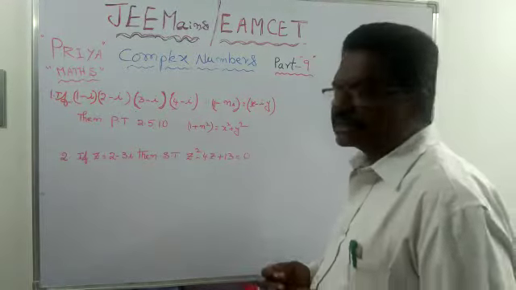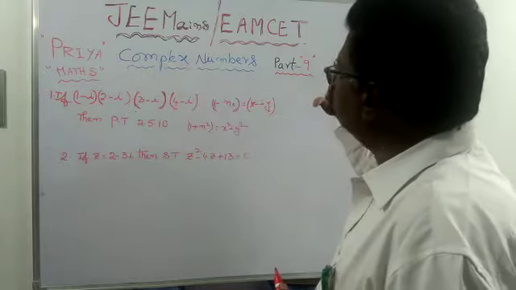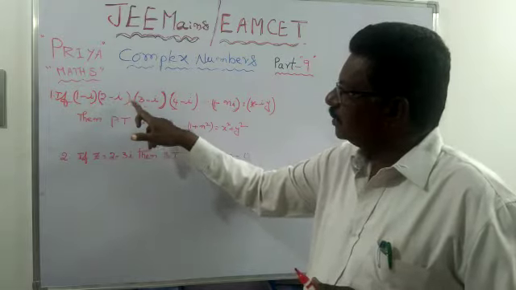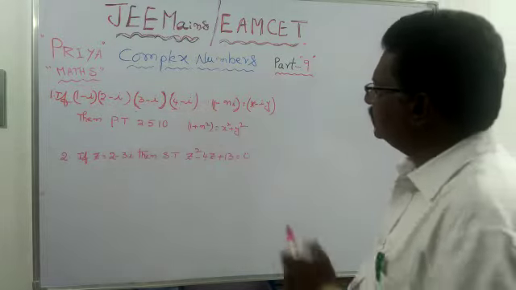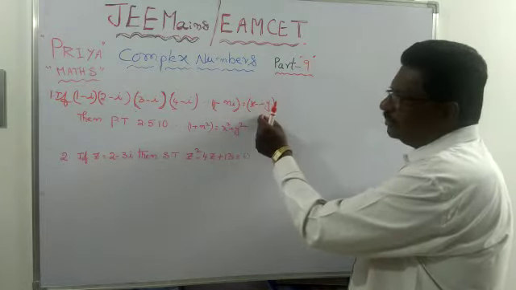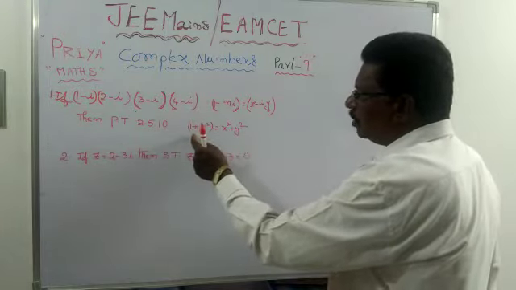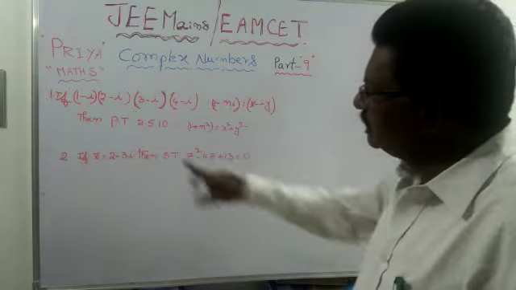Today we are going to discuss the important problems from complex numbers. If (1 minus i)(2 minus i)(3 minus i)(4 minus i) and so on up to (1 minus n i) equals x minus iy, then prove that 2 into 5 into 10 and so on up to (1 plus n square) is equal to x square plus y square. This is the proof.